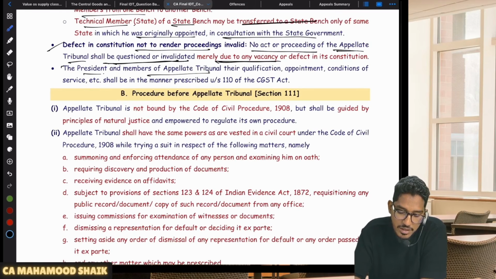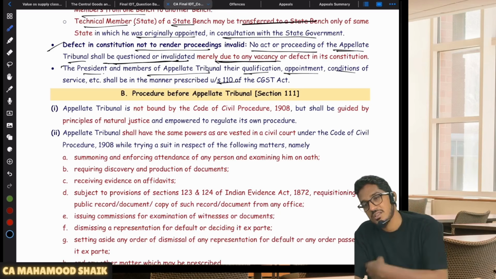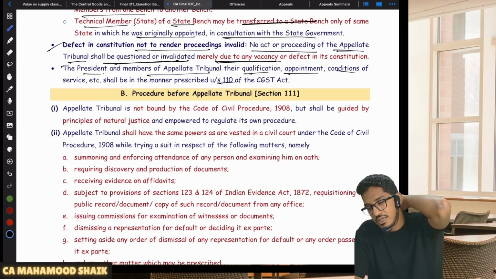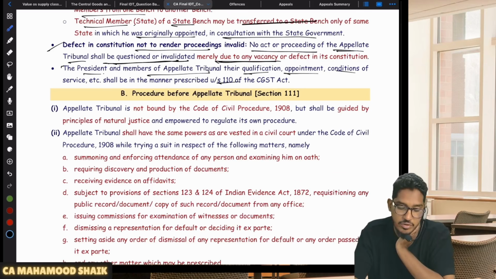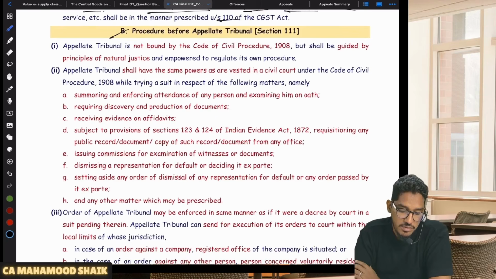The president and members of the appellate tribunal, their qualification, appointment, condition, etc. will be as per section 110 of the CGST Act. So there they have given qualification, conditions, eligibility criteria that will be followed. Now, what procedure will be followed by the appellate tribunal?